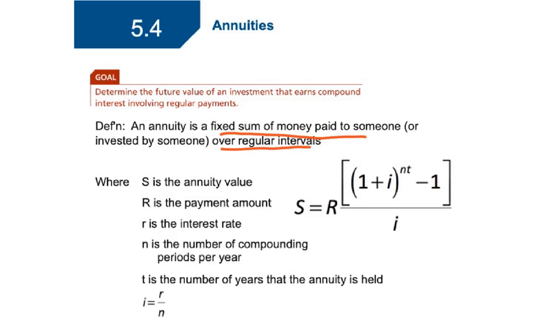Again, an extra complexity because of the multiple times that money is put into these accounts. I has to be done as a side calculation before we jump to the main formula. I equals R over N.